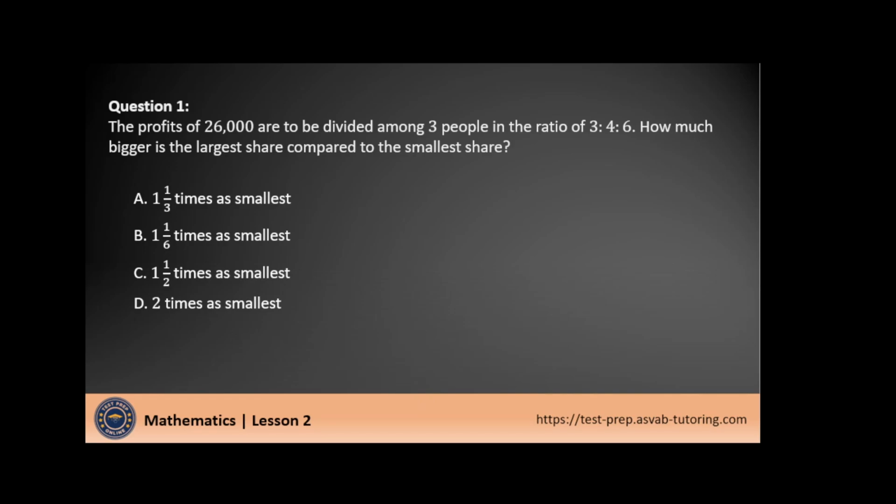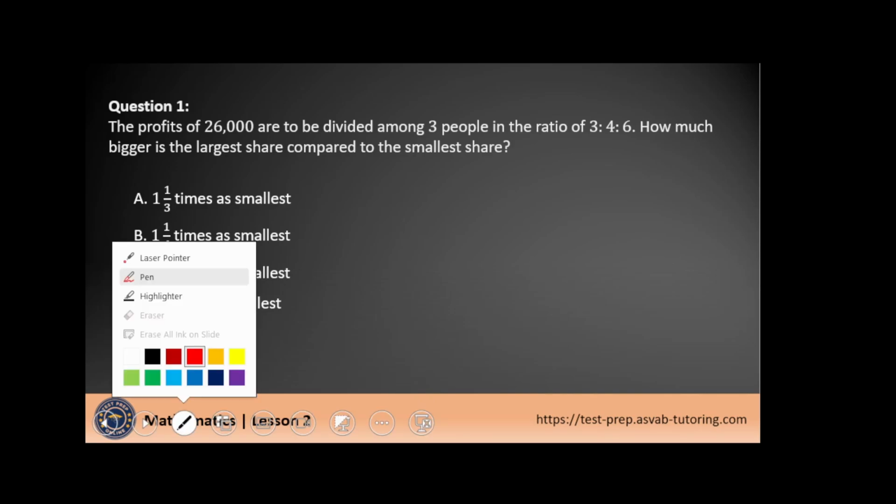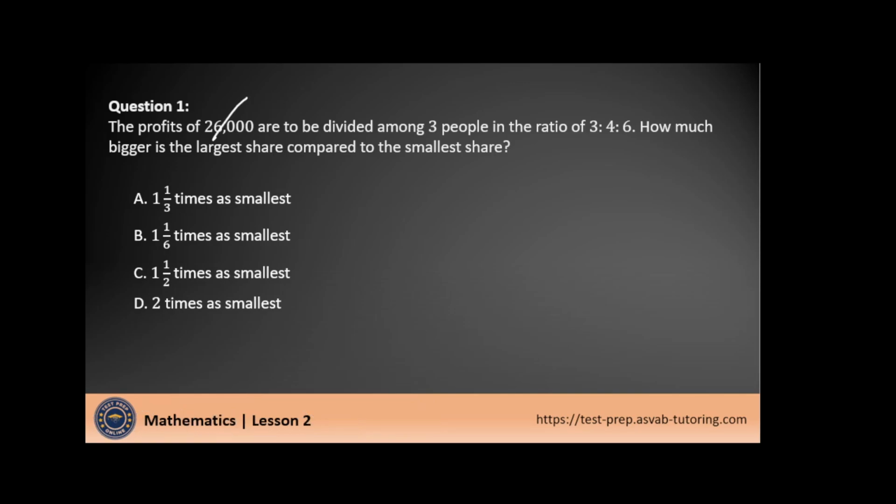Let's get started. The profits of $26,000 are to be divided among 3 people in the ratio 3 to 4 to 6. How much bigger is the largest share compared to the smallest share? So interestingly, we actually don't even need this number. We only care about the ratio. The total number of shares is going to be 3 plus 4 plus 6, which equals 13.